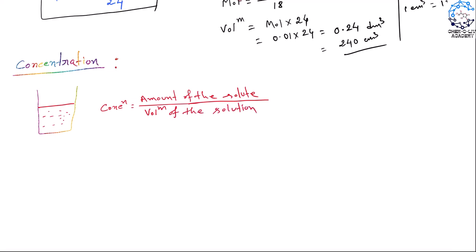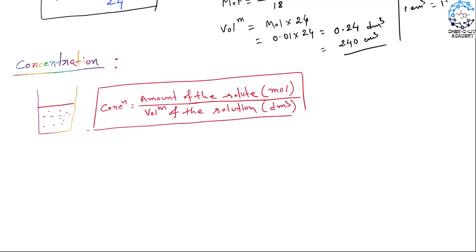Now the amount of the solute you can represent in gram, you may represent it in mole. So mostly the concentration is calculated in mole per decimeter cube. Okay, you may interchange these units, like from decimeter cube to centimeter cube also. We need to do it, so we'll see in the problems. So concentration will be equal to the amount of the solute divided by volume of the solution. So it's a wonderful equation to understand. So let us do a problem.